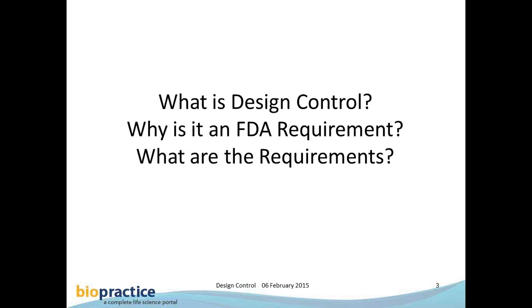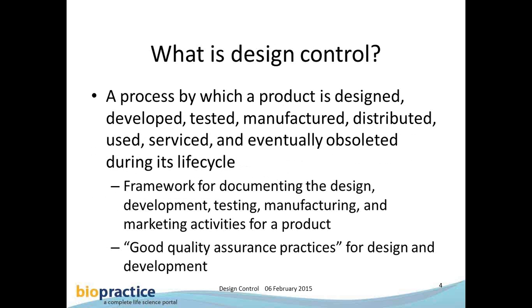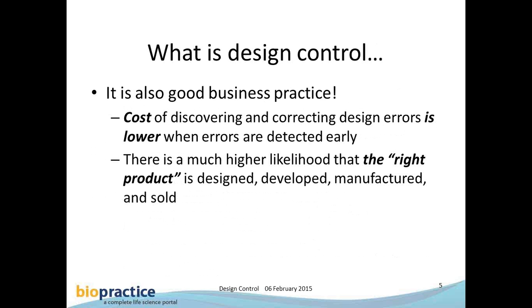So the first few topics. Design control, if you go by the textbook definition, is a process by which a product is designed, developed, tested, manufactured, distributed, used, serviced, and eventually obsoleted during its life cycle. So we've covered the entire product life cycle. It is really a framework for documenting all of those activities for a product. It has also been referred to as good quality assurance practices for design and development. It's also good business practice.